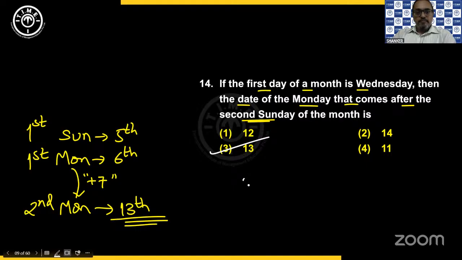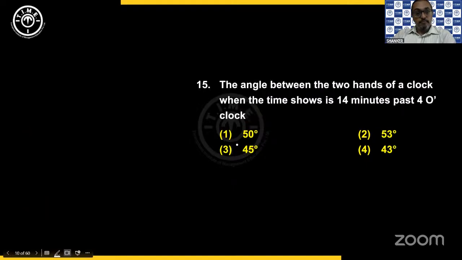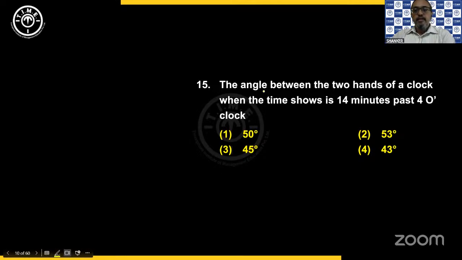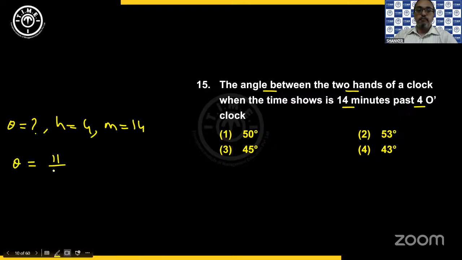Then now we have a question on clock. Says the angle between the two hands of a clock when the time is 14 minutes past 4 o'clock. So we know that theta is what he is asking. H value we know, 4. M value we know, 14. And we have the formula. Theta is 11 by 2 M. Okay. Minus 30 H.